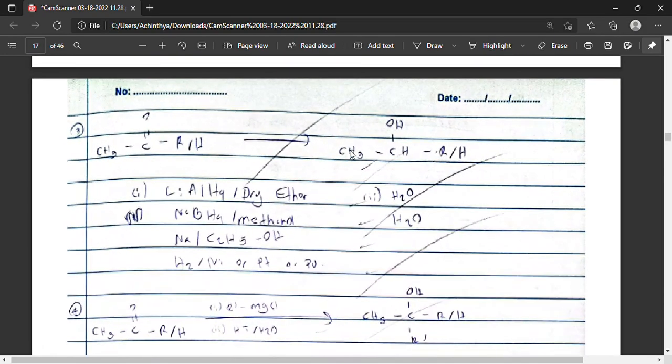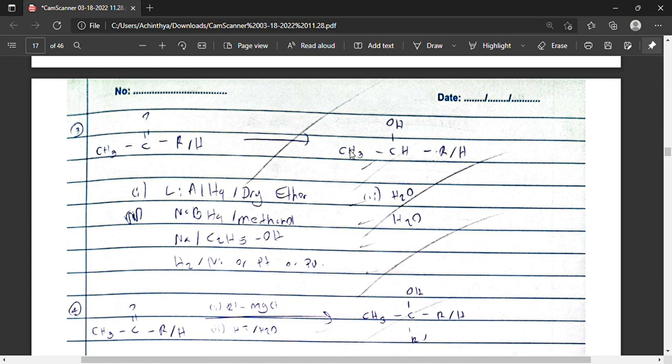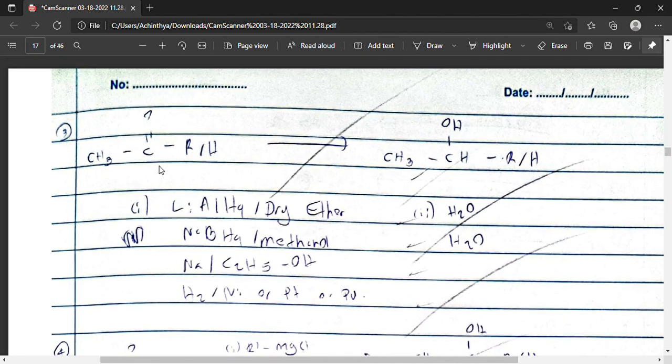Another way of producing alcohols is by reducing carbonyl compounds. Here we have either an aldehyde or a ketone, and if we add a reducing agent, the carbonyl group will be converted into a carbon attached to a hydroxide group. In other words, an alcohol.